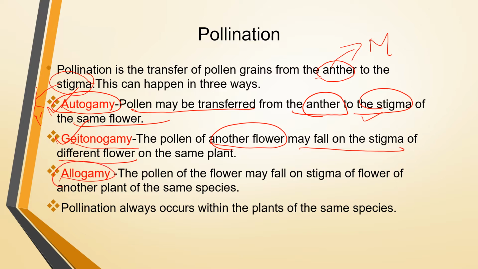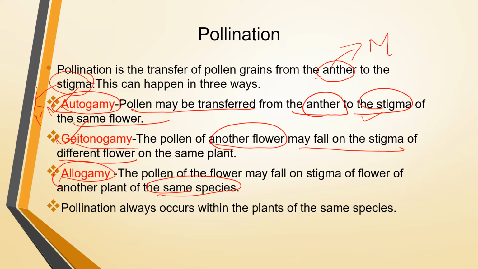And what is allogamy? Allogamy is when the pollen of a flower falls on the stigma of a flower of another plant. Like, side by side might be two plants, or two plants of the same species located in a nearby region. From one flower the pollen is transferred to another flower by several agents of pollination. That we will learn gradually, not in this video. In the next video we'll also learn about the agents of pollination. The pollen is transferred either by wind or by insects or by animals from one flower to another flower of different plants of the same species.